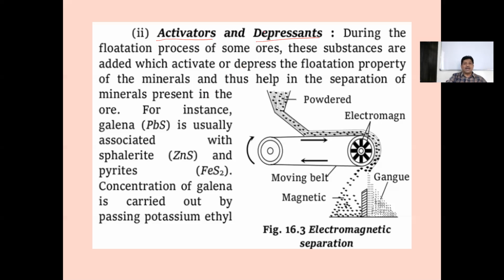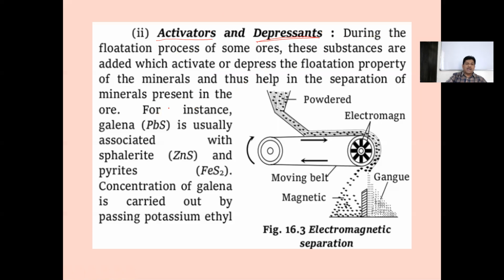And then there are depressants, another kind of compound. These depressants make the particles settle at the bottom. If you don't want any particle to come to the surface, if you want the particles to settle at the bottom, we add depressants. The depressants will make the particles settle at the bottom. Activators will activate the particles to come to the surface along with the froth. That is the main point to keep in mind.